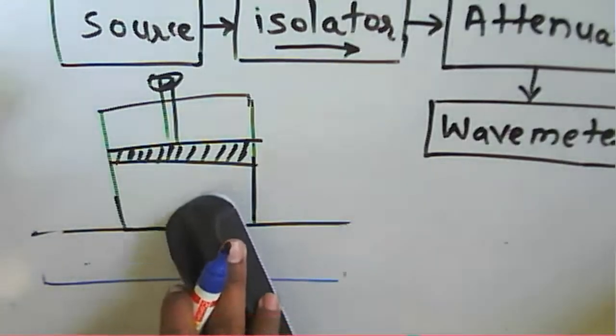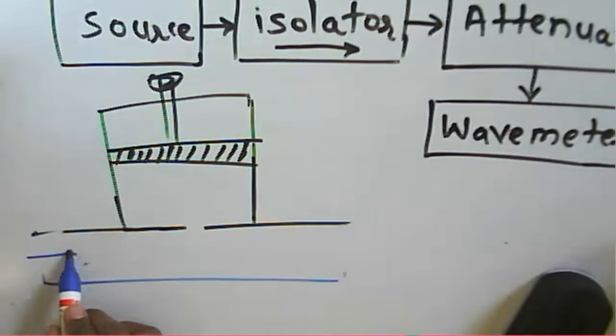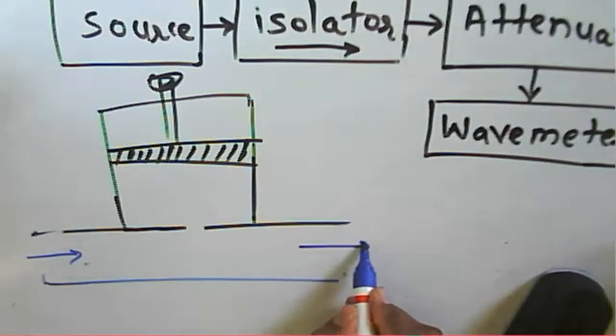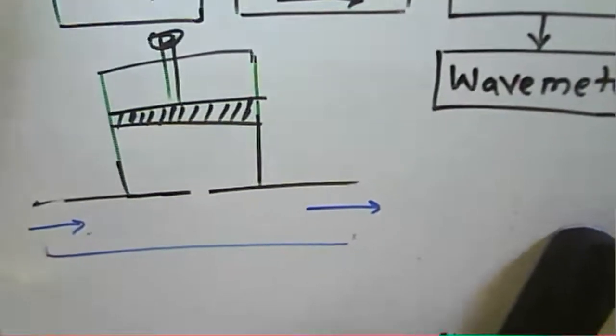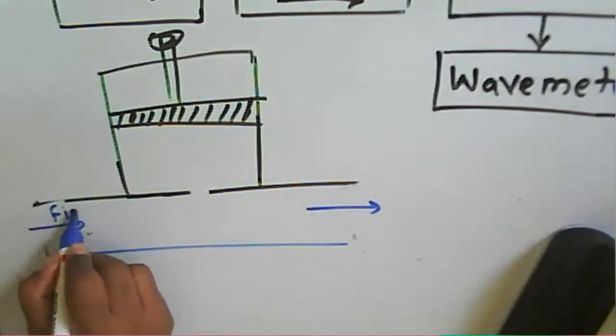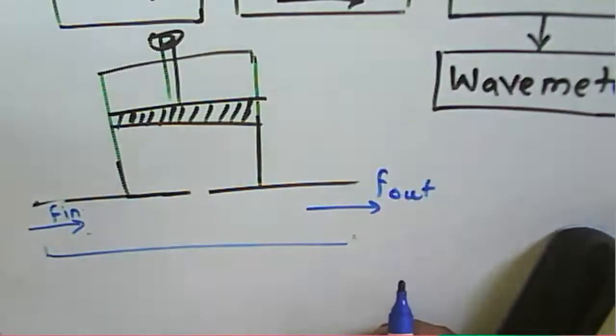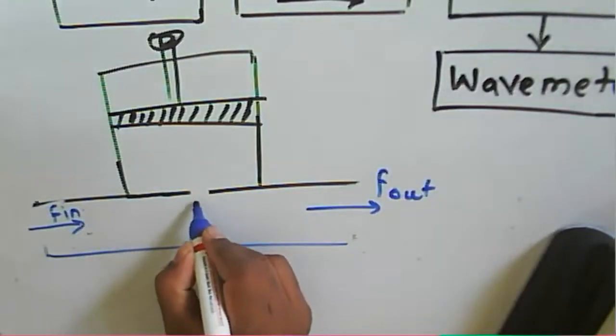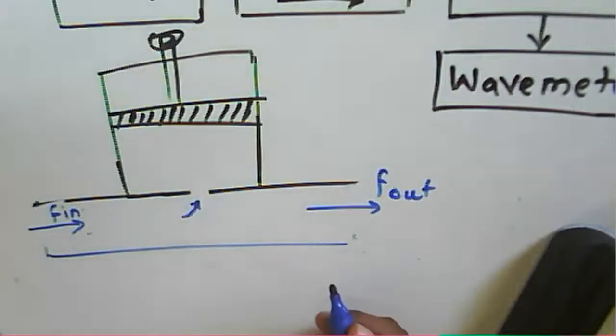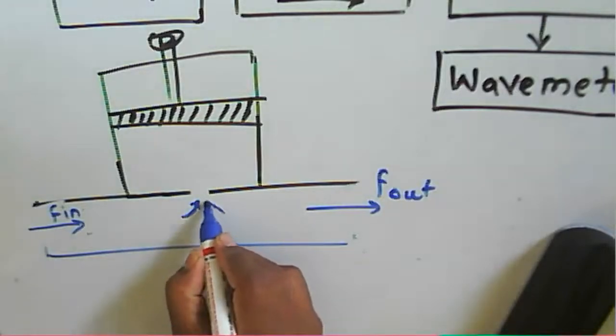Through that cavity, whatever signal is propagating here is your input signal, and here we will get the output. Whichever signal is propagating there will be moved toward this cavity.